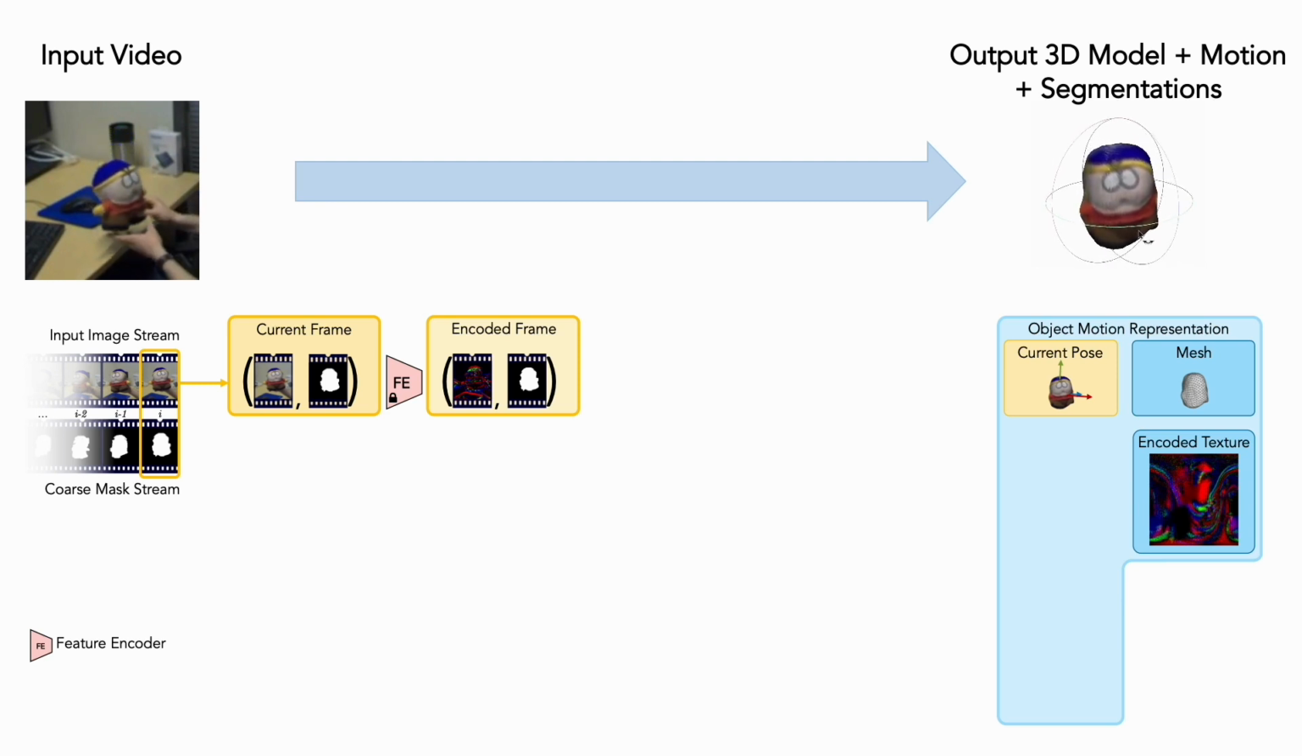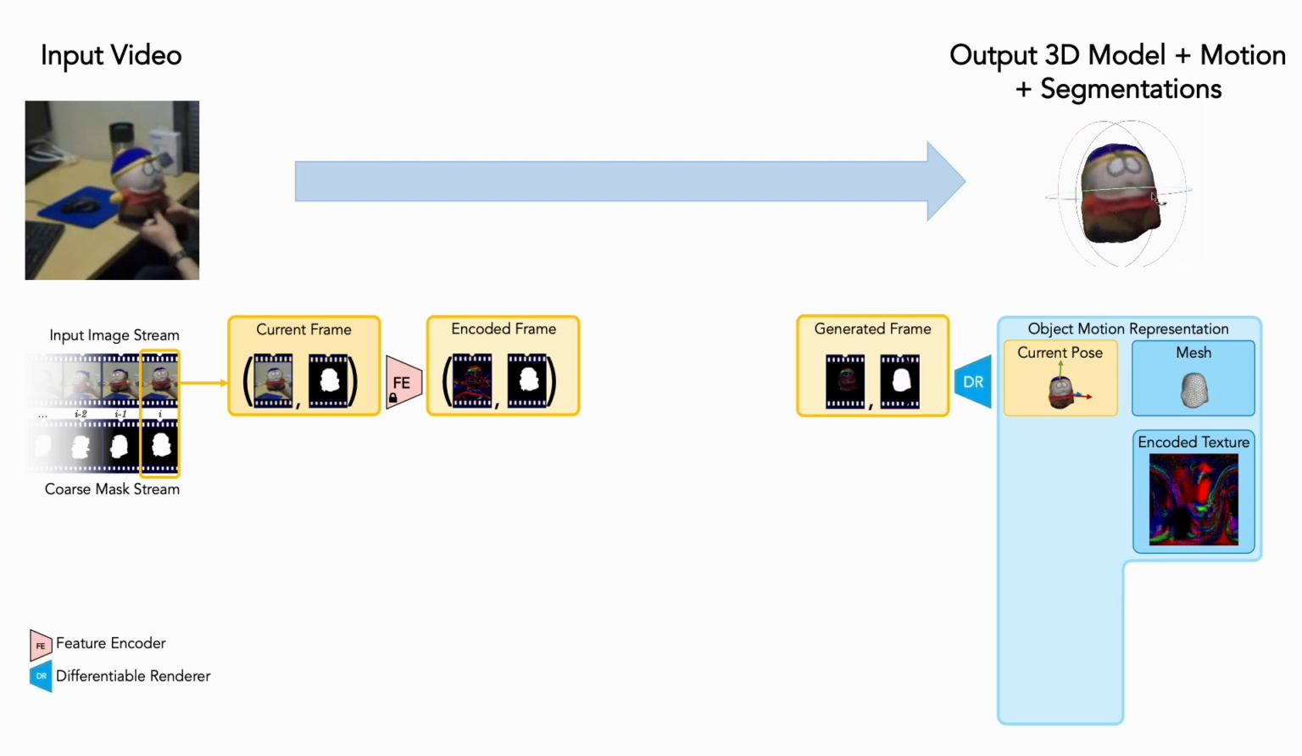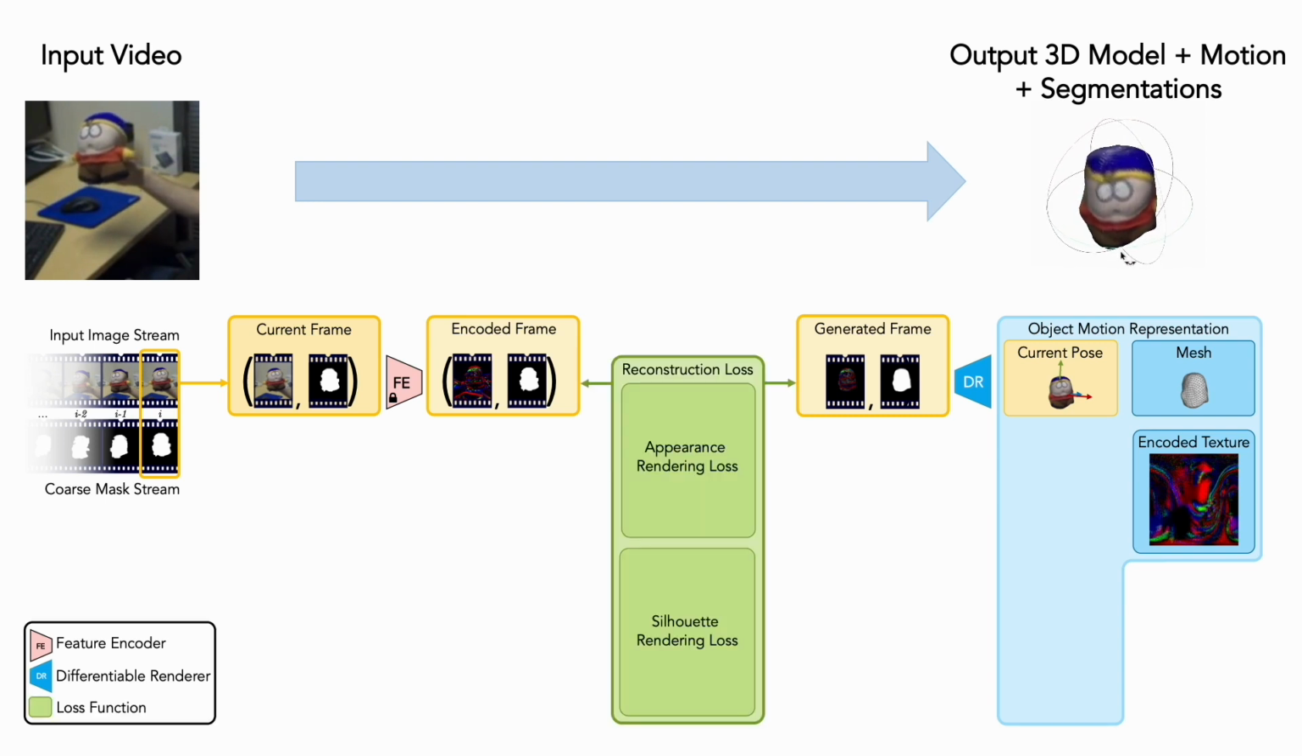Given the object representation, we use a differentiable renderer to generate a frame and a corresponding silhouette for the current object pose. The central element of our method is a reconstruction loss, which ensures that generated frames are as similar as possible to the encoded input frame. Minimizing this loss allows us to backpropagate reconstruction errors into the object representation, and thus iteratively refines the object and motion representation.